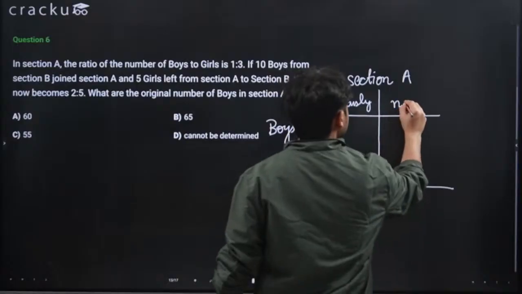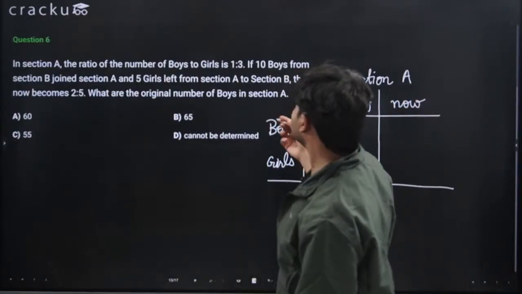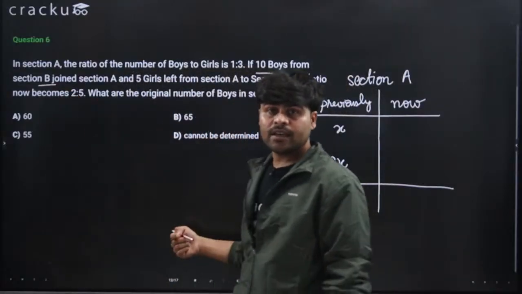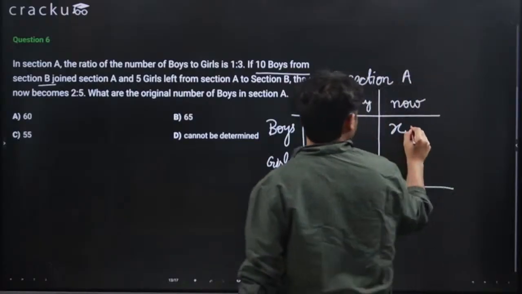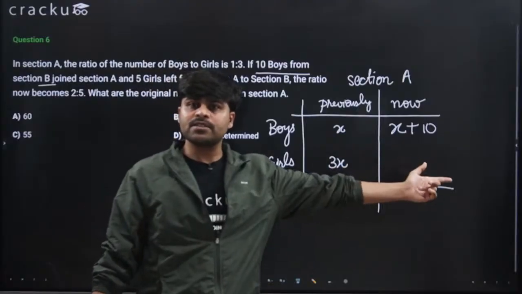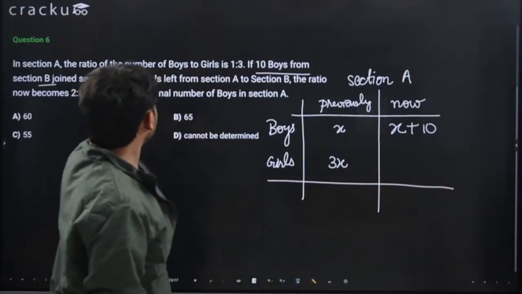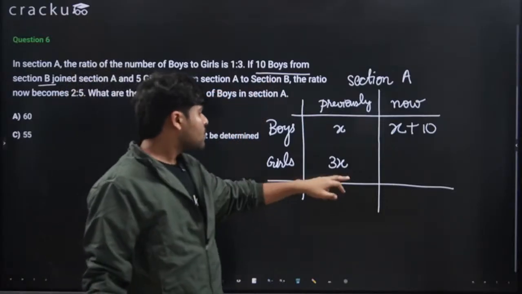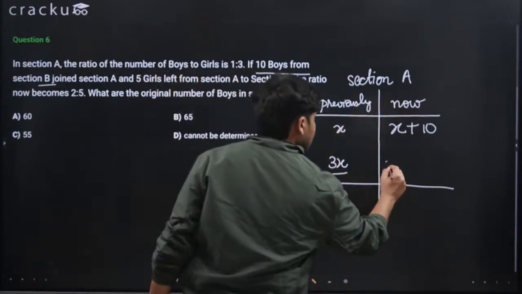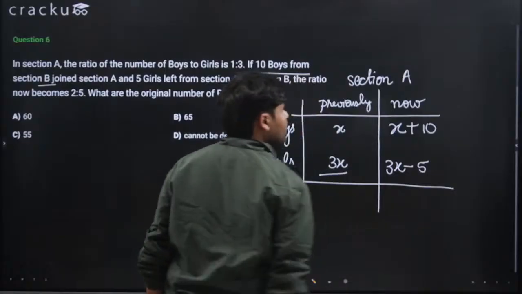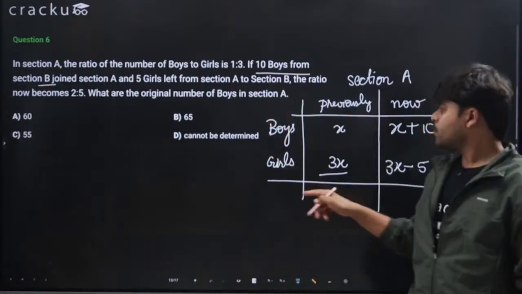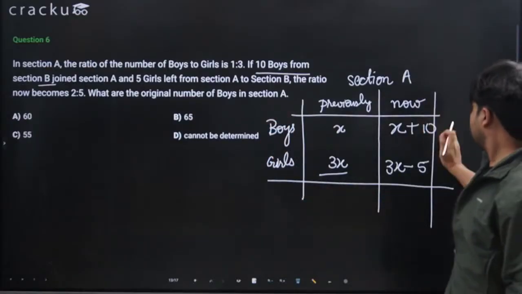And now something happens. What happens? 10 boys from section B joined section A. So the new number of boys is X plus 10. Previously there were only X boys, now there are X plus 10 boys. Similarly, 5 girls left from section A to section B. So among the 3X girls, 5 girls left and joined section B. So the new number will be 3X minus 5. And that's it. We are done. We have written the question statement. Whatever the question was trying to tell us, we have written it down.